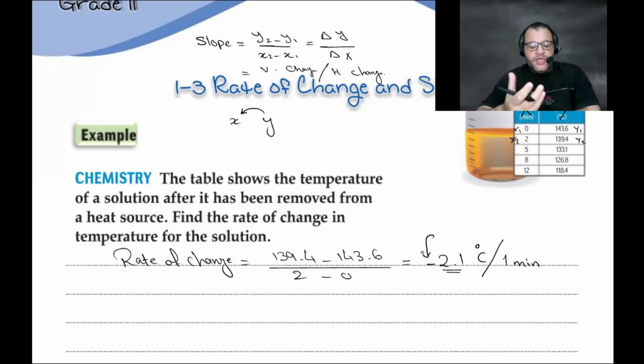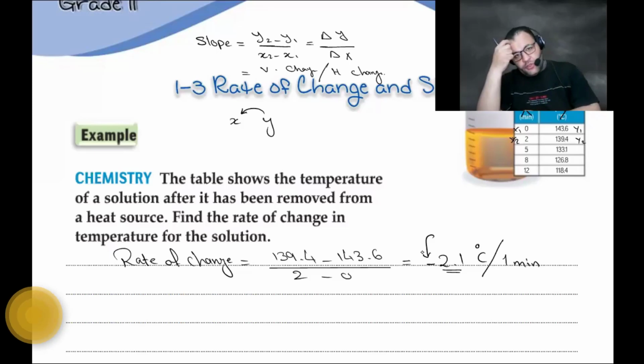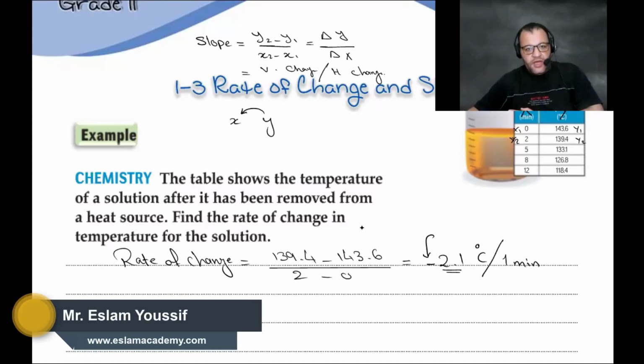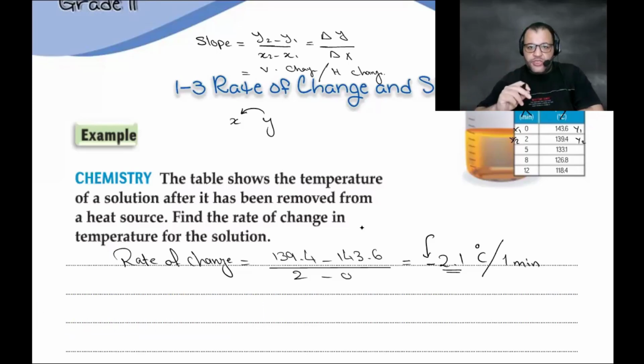By the way, a rate is comparing two quantities with different units. We compare the temperature to the time, the distance to the time, or the number of liters of petrol to the time or to the distance. We compare two different units. If the answer is positive, it means the rate of change is increasing. If the rate of change is negative, it means it is decreasing. So it decreases by 2.1 degrees for each 1 minute. That is the meaning of the rate of change.